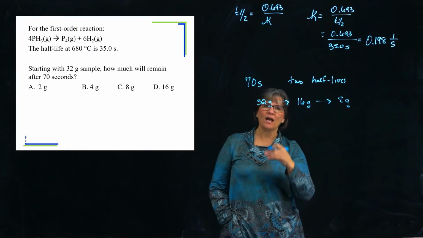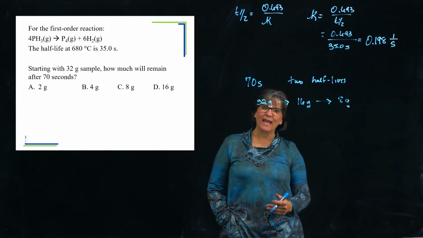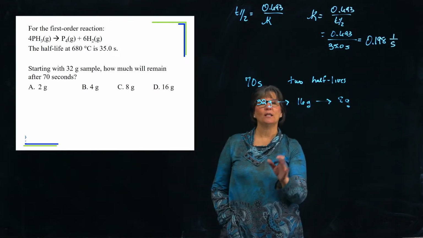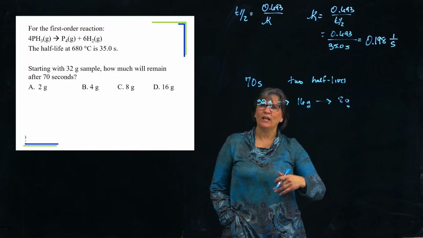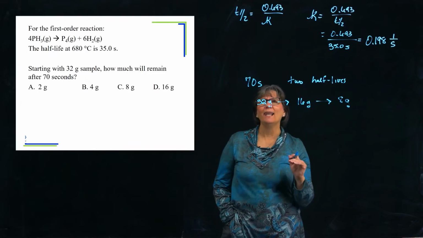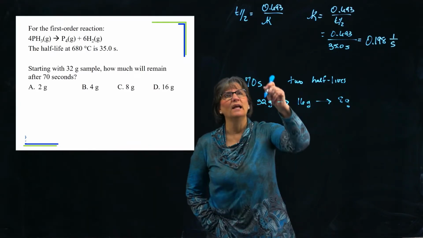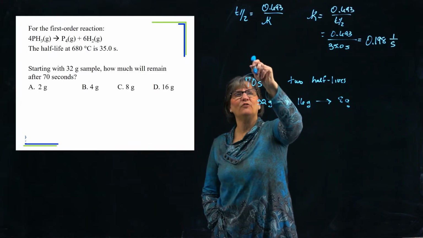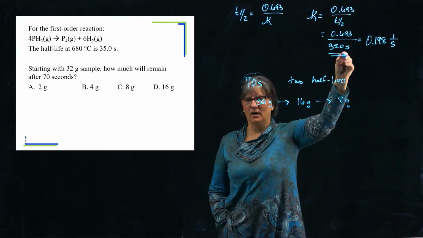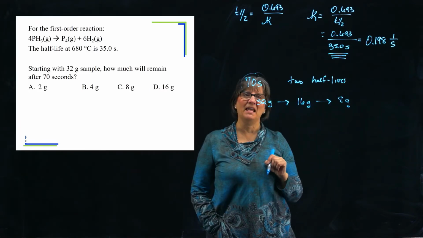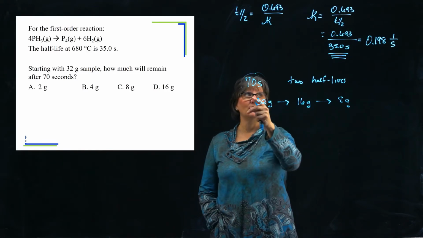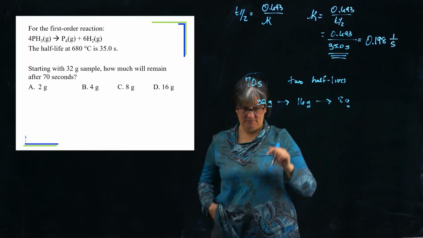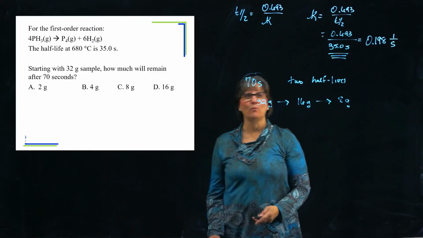Now, you may or may not have done it that way. You can use the natural log equation, and we'll do another problem where we're using the natural log equation, and you can actually plug numbers in. But I love looking for that little trick. Is the time that they give me a multiple of the half-life of the problem? And if so, I can just cut it in half that many times. 70 seconds is 2 half-lives. All right, let's go to another problem where you can't do that.